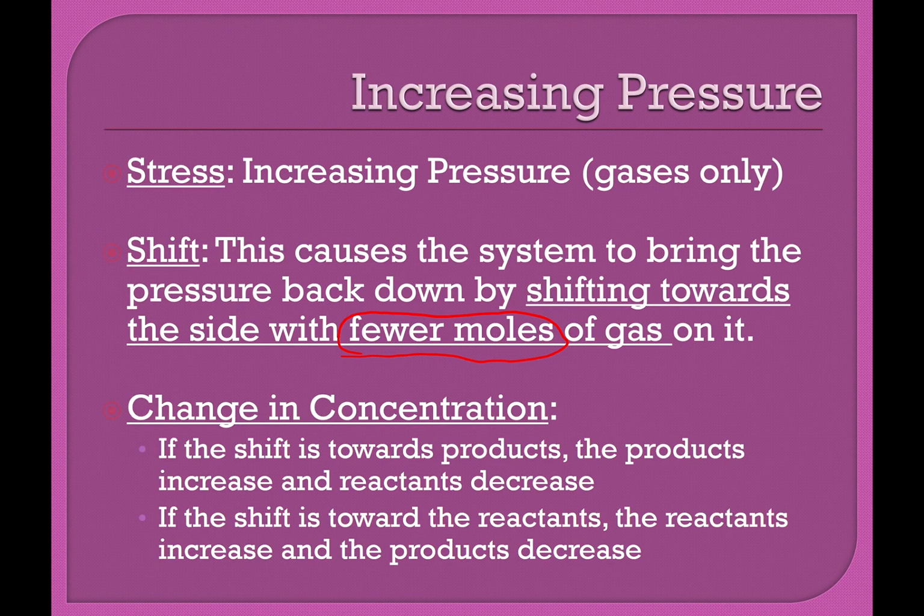So if the shift towards fewer moles of gas is towards products, the products will increase and the reactants decrease. If the shift is toward reactants, the reactants increase and the products decrease. At this point, hopefully we're seeing that when we shift toward products, if we think of a reaction from reactants to products, a shift towards the products would be a shift to the right. Reactants get used up to form products, and products increase. So the shift in either direction is just going to change reactants and products and cause one of these to increase or decrease.